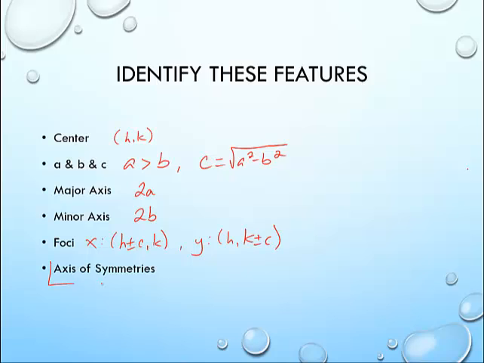Then your axes of symmetry. This is nice to know. There are only two lines of symmetry with ellipses.